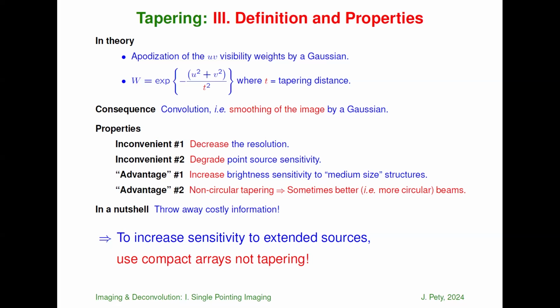So, in order to increase sensitivity to extended sources, don't use tapering. Try to use compact arrays. Okay? Sometimes you don't have the choice. You made a mistake, or you didn't know what the structure of your source was. But if you always start with compact configuration, if you don't know the structure of your source, this will make lots of economy.